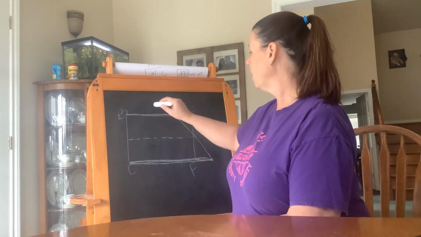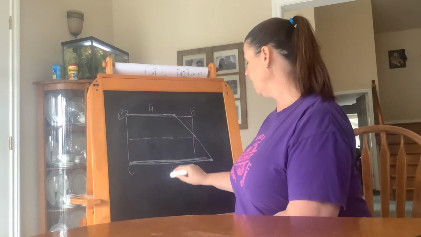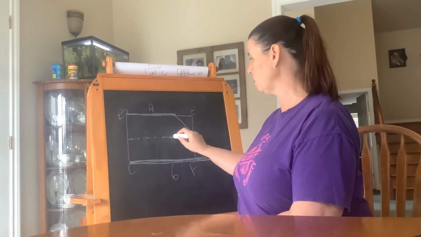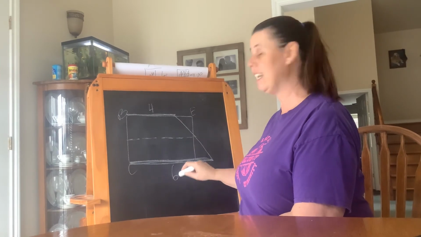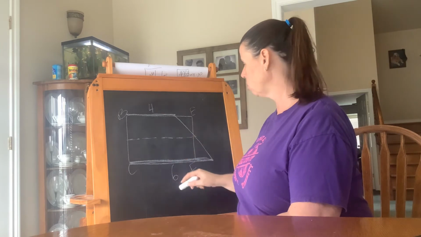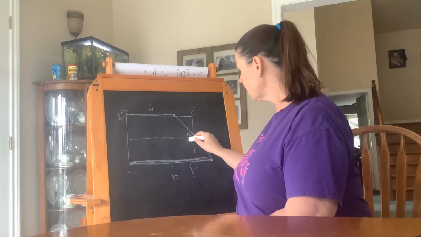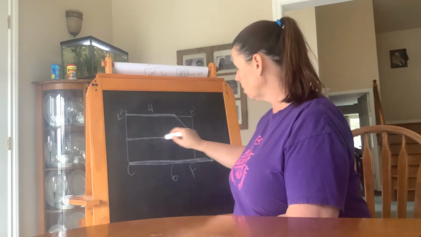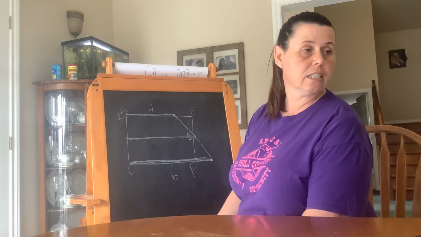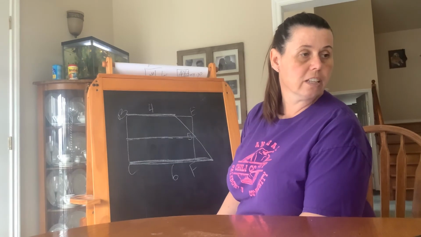So if this is 4 and this is 6, I can figure out what the halfway point is by going 4 plus 6 is 10 and then cutting it in half. I found the halfway point between those 2 numbers. So that means the length of this rectangle is 5, right? Find the length of the rectangle.